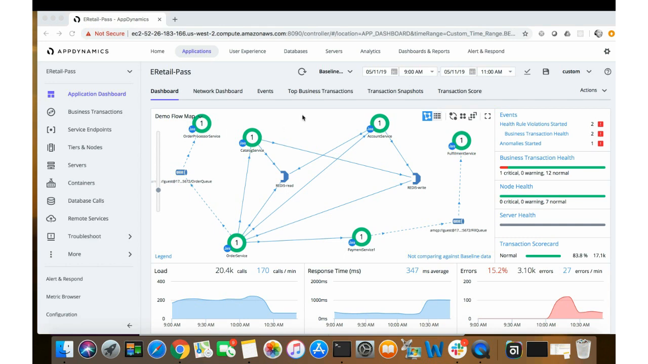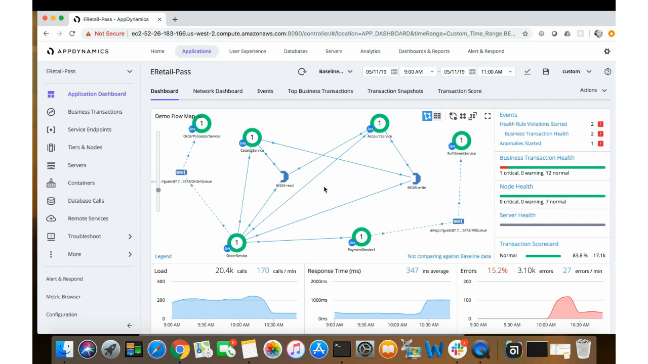So let's start. This is the e-retail PaaS application. For those of you unfamiliar with AppDynamics, what we're looking at in the center of the screen here is called the application flow map. This flow map is created automatically when you install an AppDynamics agent. The agent automatically discovers the various components and how they communicate with each other. And so we can see in this demo app that we have a number of different Java services, as well as automatically discovered message queues and Redis caches.